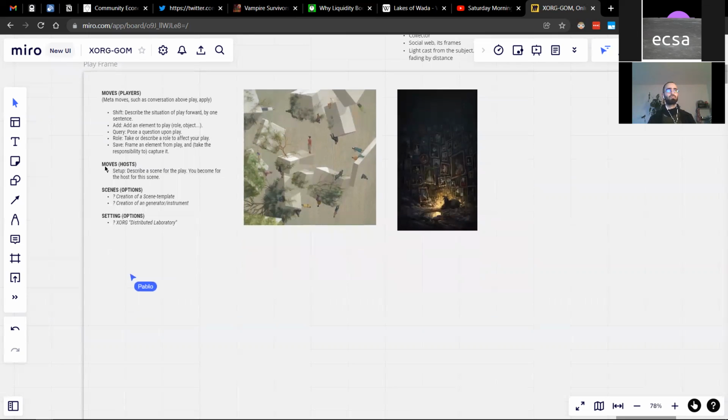And then there is this idea of hosts, which is a little bit like a game master essentially, but it can be dynamic. If we set up a scene, the person who sets it up can become the host, doing the setup in it. But if we move to another scene, another player could set that scene up and they could become the host of that scene. So it doesn't have to always be the same person.